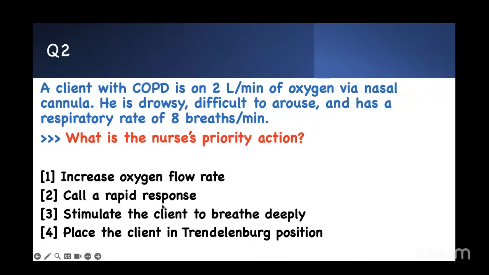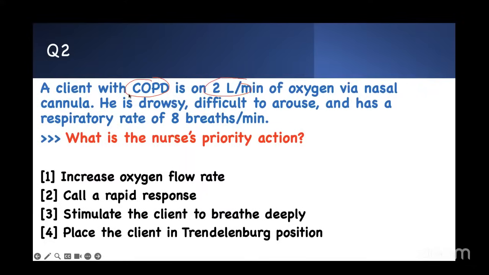The next one: what is the next priority action? A client with COPD is on 2 liters of oxygen via nasal cannula. He's drowsy, difficult to arouse, and has a respiratory rate of 8. Something should tell you that this patient is not doing well. If I'm not doing well, you should fix me. Are you going to fix me? Use some common sense to find out the answer.